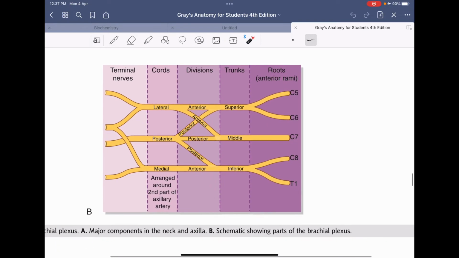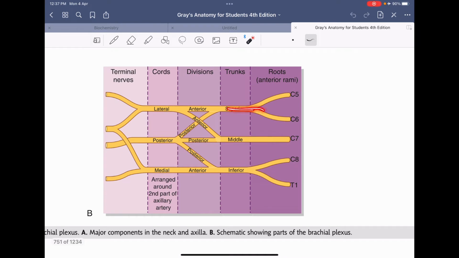So these are the root values: C5, C6, C7, C8 and T1. It will form trunks: superior trunk, middle trunk and inferior trunk. As we had drawn Y's like this, these 3 trunks will give divisions. Superior will give anterior and posterior, middle will give anterior and posterior, and inferior will give anterior and posterior. So all the posterior ones will combine and form posterior cord. Inferior's anterior division will form medial cord, and lateral cord is formed by anterior division of superior and middle. So this is the formation of cords, and then cords will form terminal branches.